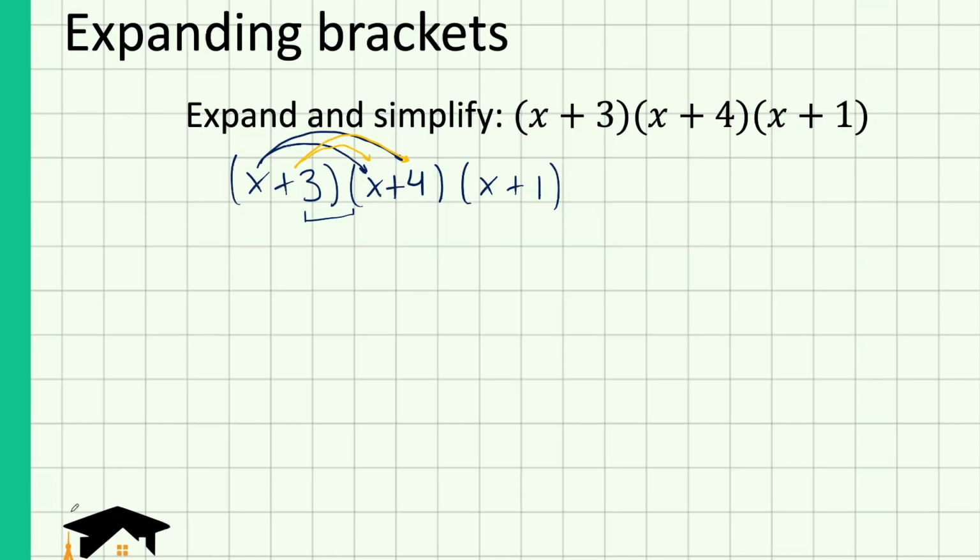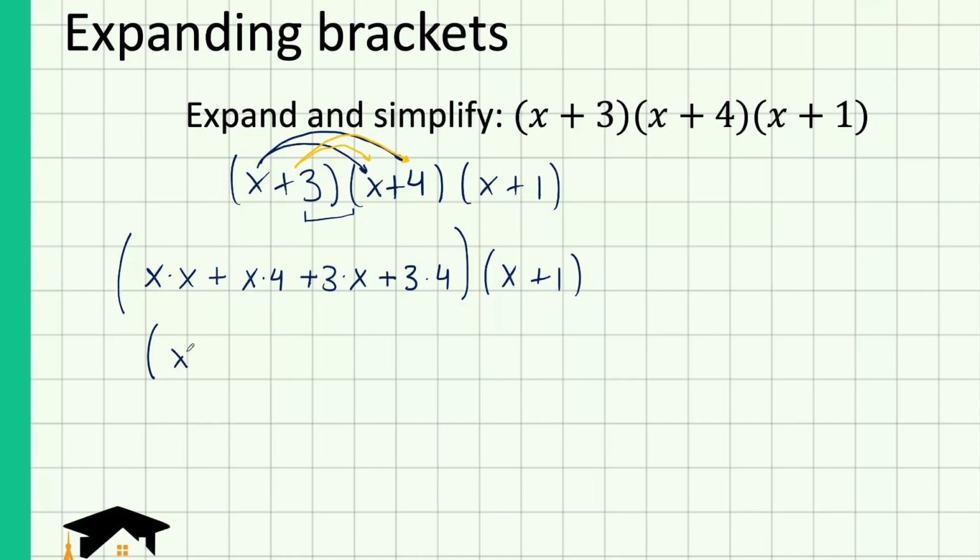So let's do that. X times x, then we have plus x times 4, and then we have plus 3 times x, and then plus 3 times plus 4, that is plus 3 times 4. And all this expression will be multiplied later by x plus 1. But let's focus on this expression. Let's focus on making it better.